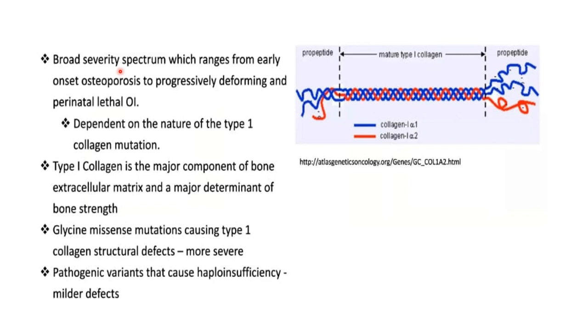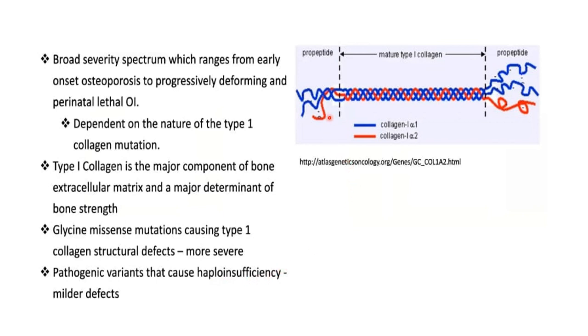There is a broad severity spectrum, which ranges from early onset osteoporosis to progressively deforming and perinatal lethal osteogenesis imperfecta. This is dependent on the nature of the type 1 collagen mutation. Type 1 collagen, as we know, is the major component of the bone extracellular matrix and a major determinant of bone strength. Glycine missense mutations causing type 1 collagen structural defects are much more severe. Milder defects can be because of other pathological variants that cause haploinsufficiency.